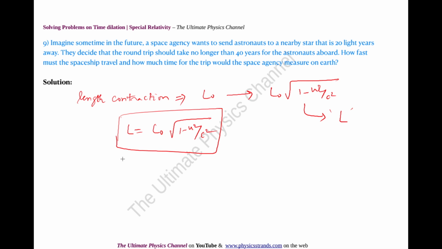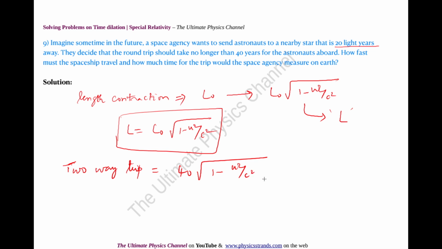Now with that in mind, we can see that for the astronaut aboard the spaceship that he takes to this nearby star, his distance would also contract, right? So his distance is just 20 light years for the nearby star. The return is another 20 light years, so the total is 40 light years. So for the length contraction for the two-way trip for the astronaut, because he has to go and return back to Earth, hopefully, the two-way trip would be 40 times the square root of 1 minus u squared over c squared.